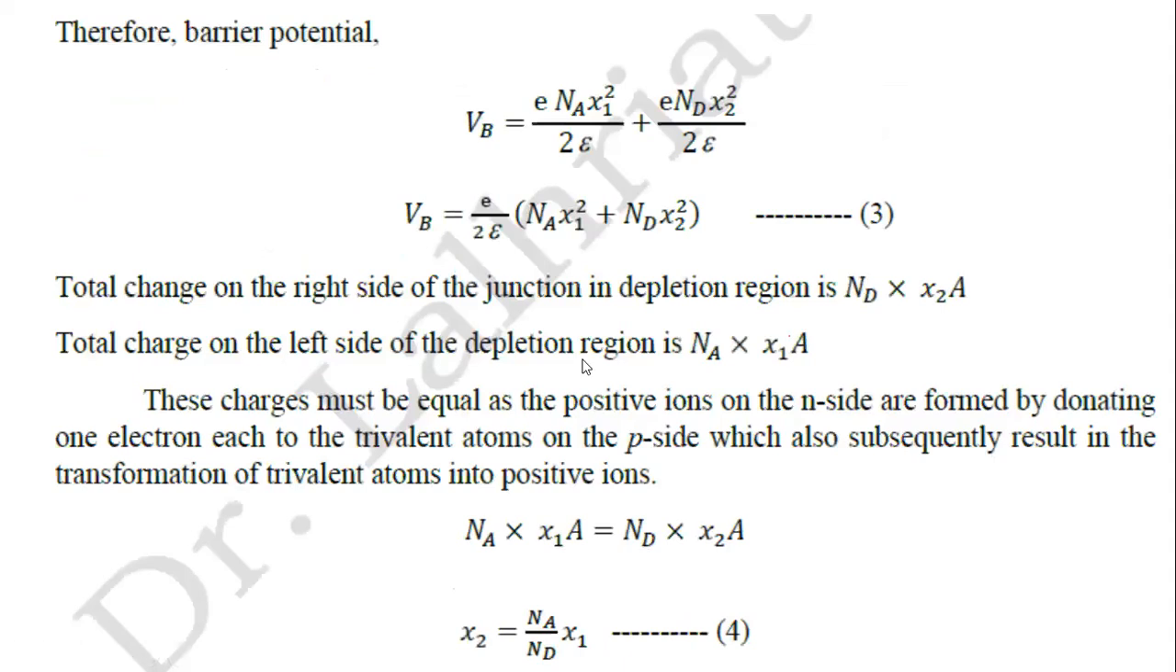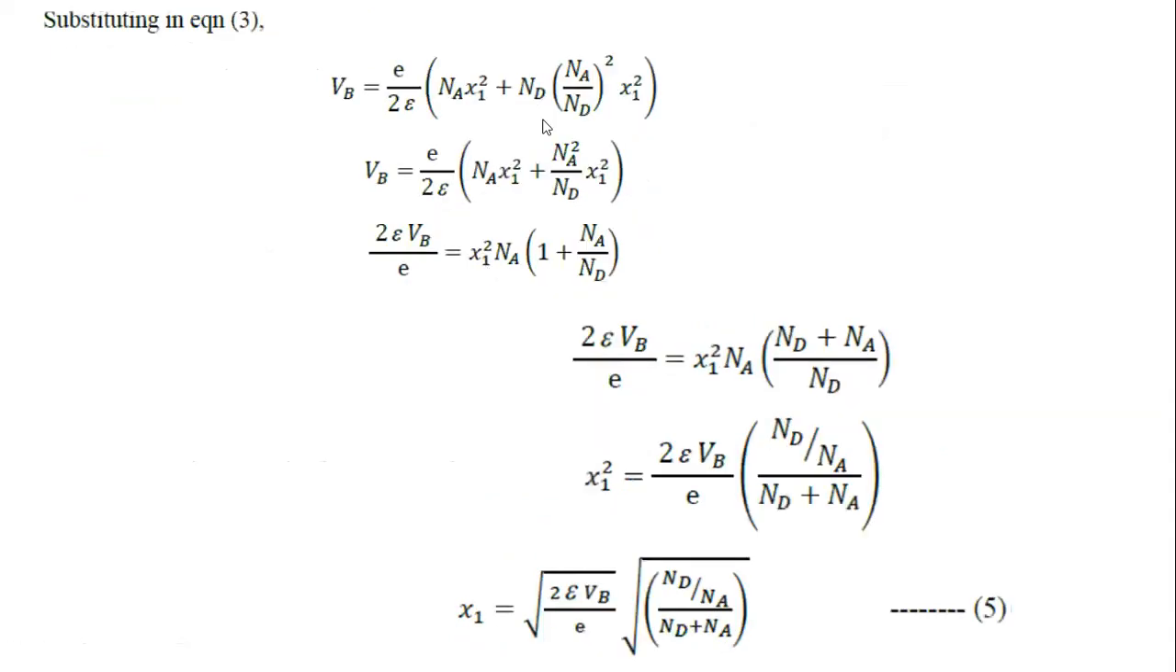Yeah, so here you see that Na into x1 into A, that is the number density into volume of the depletion region on the p side, equals the volume of the depletion region on the n side, that is x2 into A into Nd. They are equal. So x2 and x1 are related like this. If you substitute the value of x2 from equation 4 into equation 3, you can have an expression of Vb like this. And if you simplify further, you can write your x1 value like this in terms of Vb.